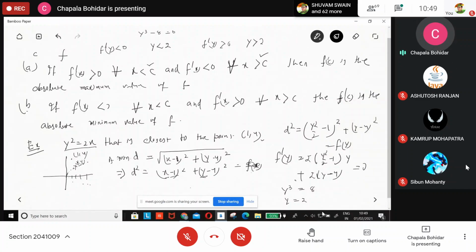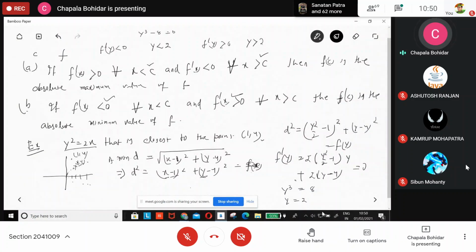So which condition is satisfied? These two satisfy? Yes. So ma'am, what do we get here? It is the absolute minimum value. At y equal to 2, I'll get the absolute minimum value. Is it not? So you can write down your answer here according to the first derivative test.